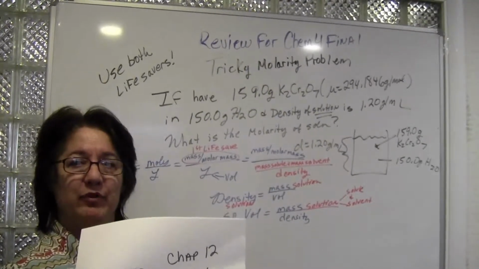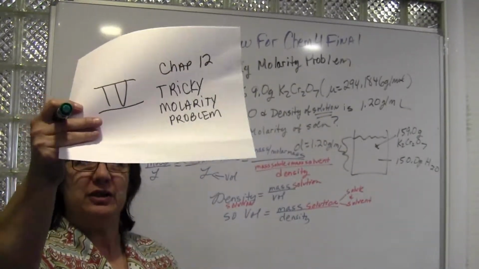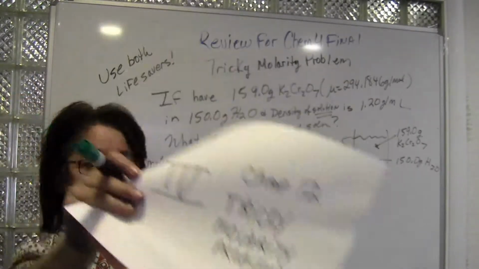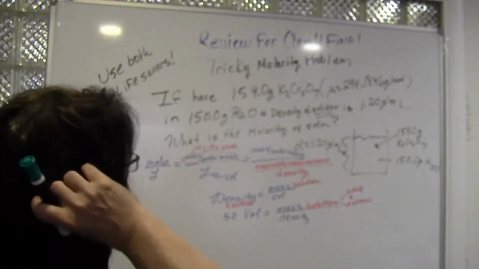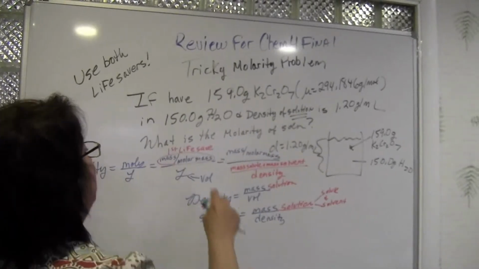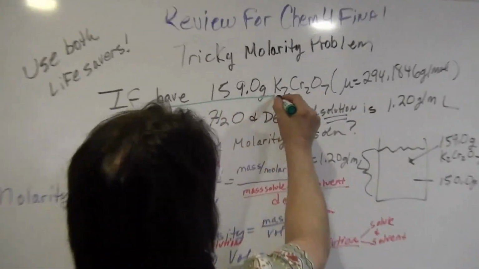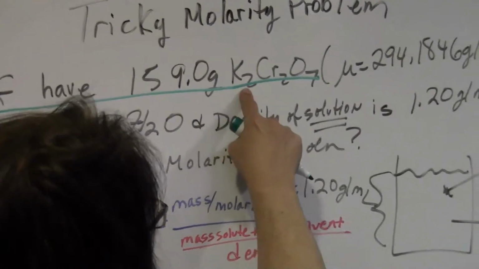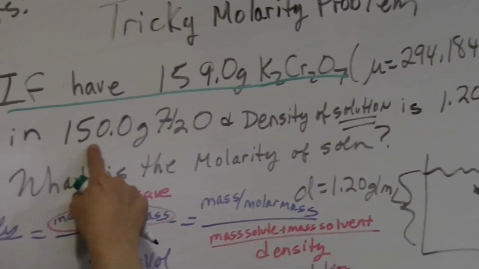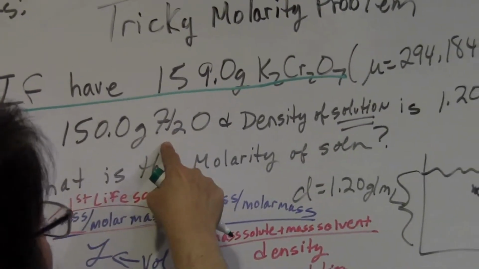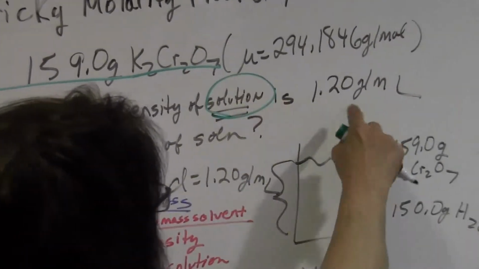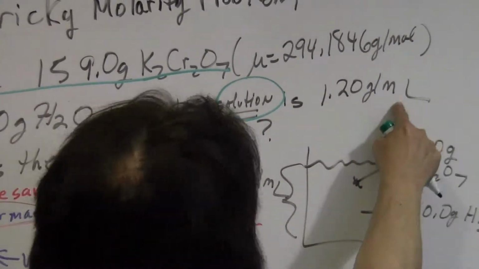Okay, we're back with the Chem 4 review for final, and we're up to video number 4, which is called Tricky Molarity Problem. It's tricky because you're actually going to have to use both lifesavers in this problem. And here's the problem. If you have 159 grams of the K2 compound, they give you the molar mass, in 150 grams of water, and the density of the solution, and that's important, is 1.2 grams per milliliter.